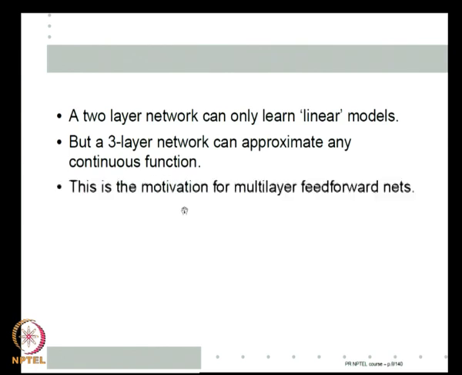Now, as we said, this is the motivation for considering multi-layer feed-forward networks. Of course, even though theoretically one hidden layer is enough, in practice we may need more than one hidden layer. But in any case, a two layer network in our notation can learn only linear models. The moment I have a hidden layer, I can approximate any continuous function if there are sufficiently many hidden nodes. So, in that sense, this forms a very nice parameterized class of nonlinear functions.